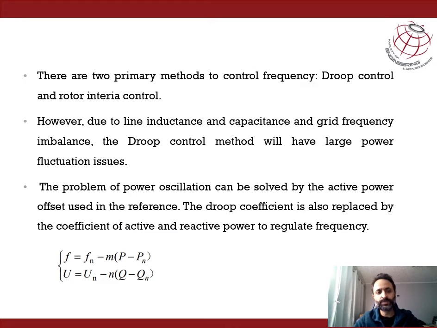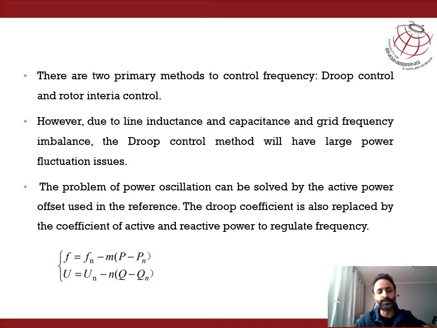There are two methods of frequency control. One is the droop control method and the other one is rotor inertial control. Our focus area is droop control in this project. However, there is a limitation in the droop control method because of the line inductance and capacitances and because of the grid frequency imbalances. We often see power oscillations which may be of larger magnitude in the case of droop control. So, in order to solve this problem, we have replaced the droop coefficient by coefficients of active and reactive power in order to regulate the frequency, and these are given as indicated by the formula.